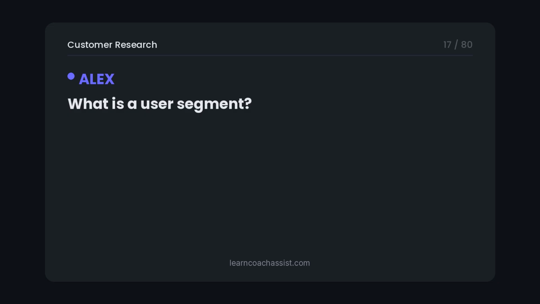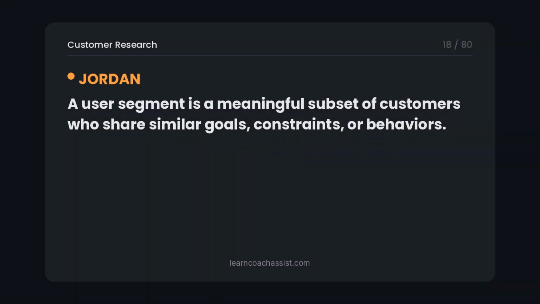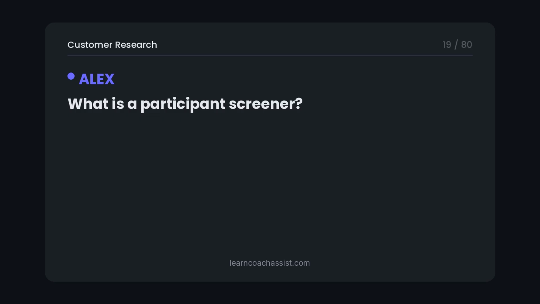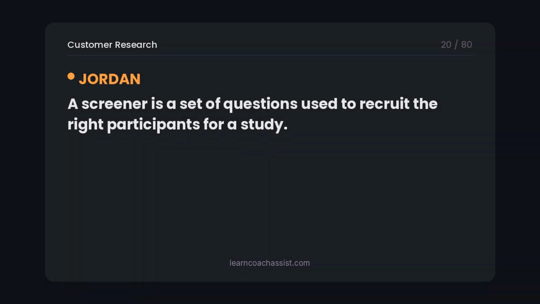What is a user segment? A user segment is a meaningful subset of customers who share similar goals, constraints, or behaviors. What is a participant screener? A screener is a set of questions used to recruit the right participants for a study.